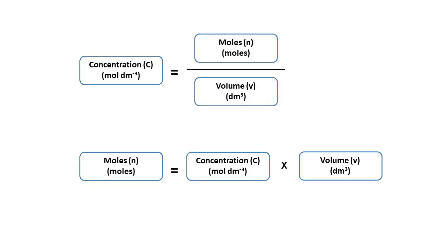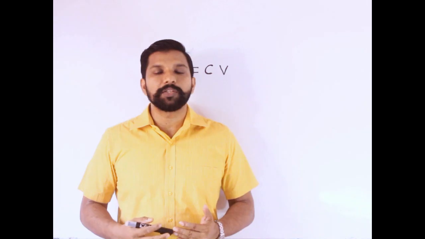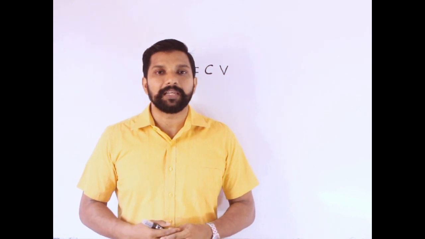We can write this equation using the symbols C equals n over V. We can rearrange it for a more friendly version, n equals CV. Now let's see how we can do some calculations using n equals CV.